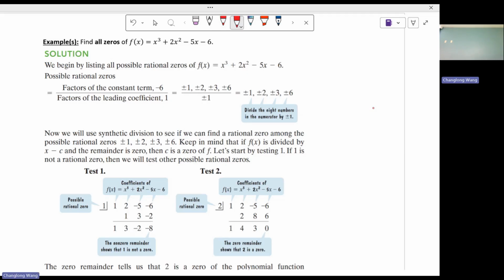And you hope that you're going to get a zero remainder. But the problem is, remember that this whole rationale is behind the what they call it, the remainder theorem. If you remember that from 3.3.